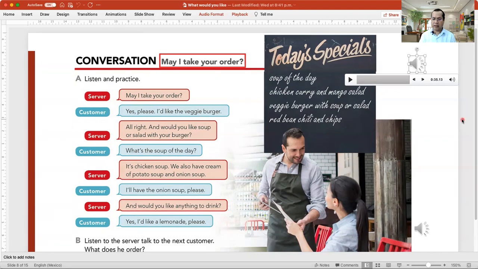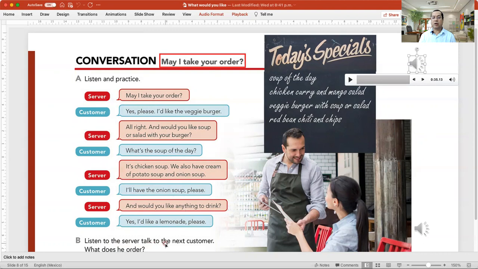So thank you for practicing. Now let's listen to the rest of the conversation. So as you can see, the customer wants to know what the soup of the day is. And then she orders onion soup. And then she says, yes, I'd like a lemonade, please. So she's going to eat onion soup and she's going to drink lemonade.